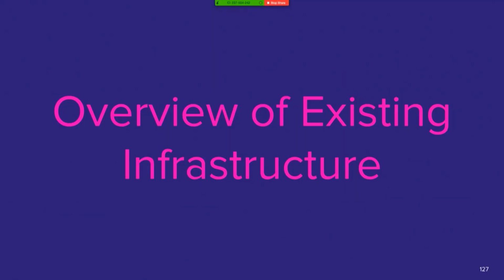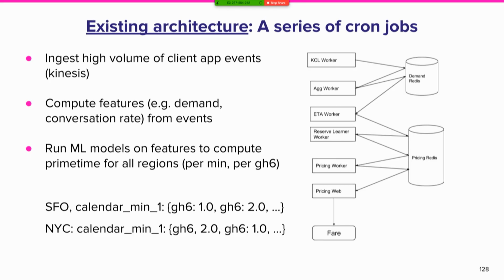So let me talk about our current infrastructure that we use to compute prime time. I'm not going to go into a super level of detail here, but essentially we have a series of, you can think of it as cron jobs. We have a series of jobs that run on worker machines that start up every minute. And this is essentially a directed acyclic graph, although as I'll get into later, it's not currently represented in a way that is easy to parse.